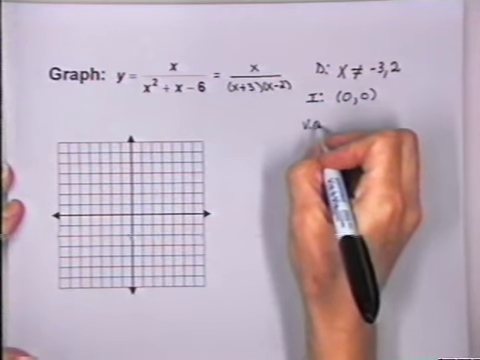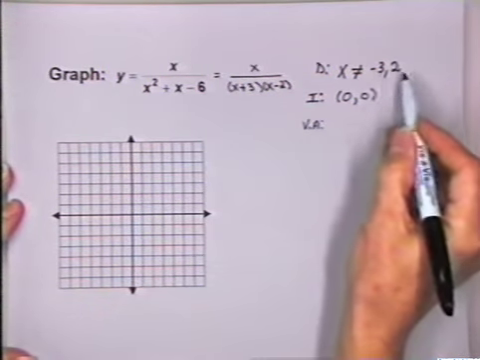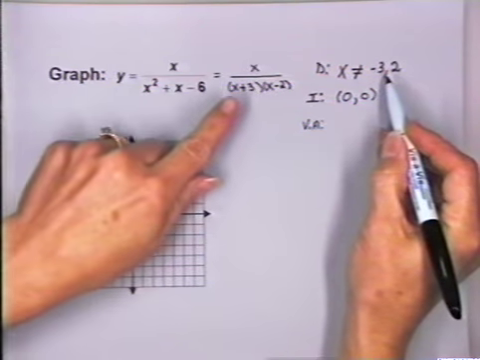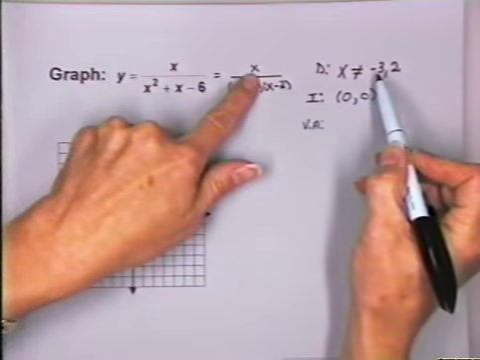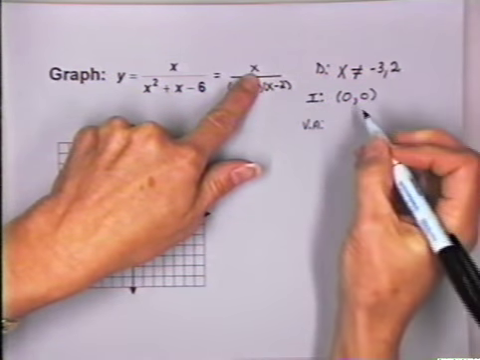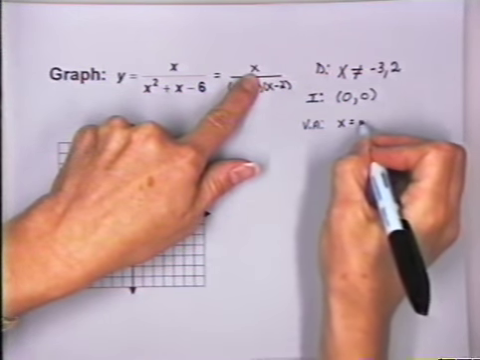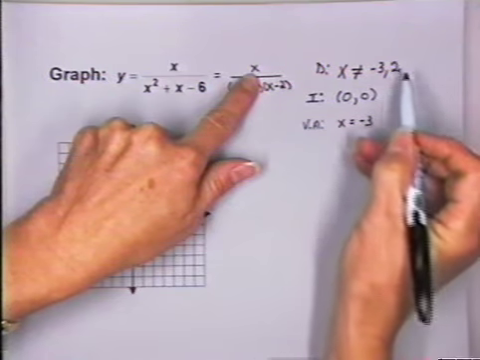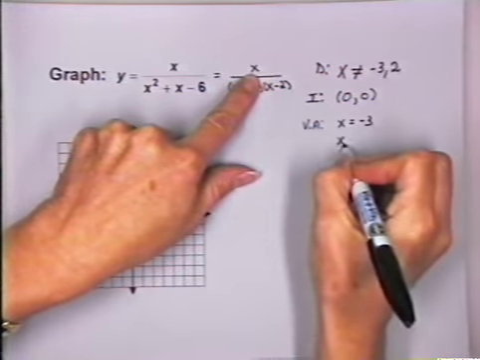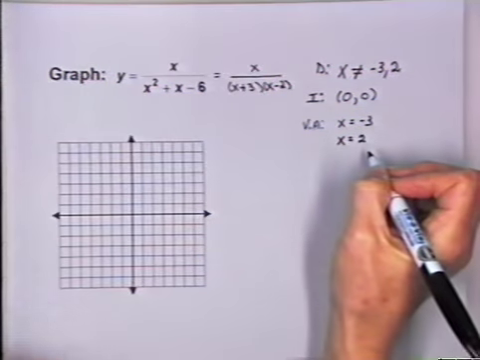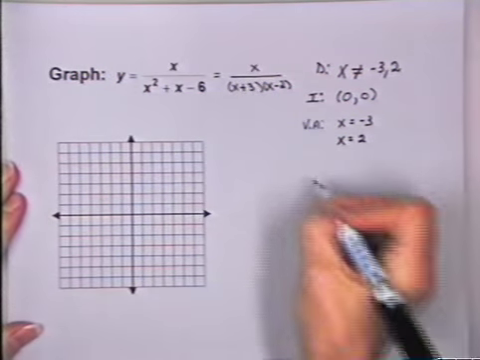Vertical asymptotes. We've already selected here the values of x that make the denominator 0. We're going to do a quick check. Does -3 make the numerator 0? No, it doesn't. So x equals -3 is a vertical asymptote. Does 2 make the numerator 0? No, it doesn't. So x equals 2 is also a vertical asymptote.